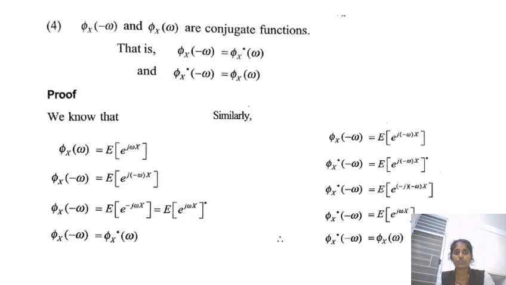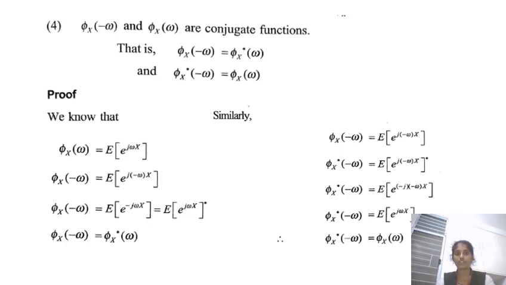Fourth property. φx(−ω) and φx(ω) are conjugate functions. That is, φx(−ω) equals φx*(ω). φx*(−ω) equals φx(ω).